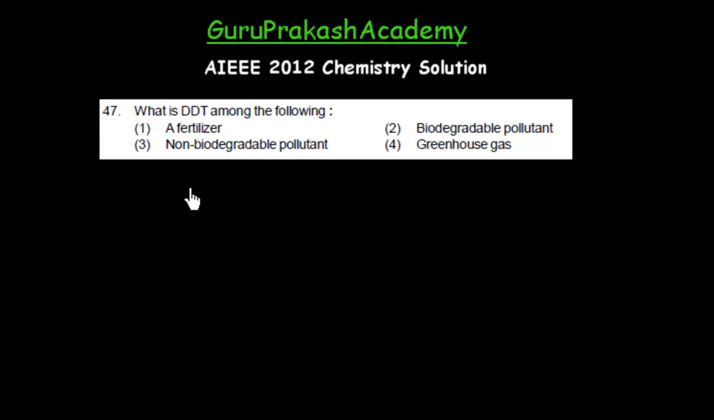Now this is a fact based question. What is DDT among the following? If you remember, DDT is nowadays banned because it is non-biodegradable. That is, it cannot be biodegraded, and that's why it is banned. So this is not a fertilizer, and not a biodegradable pollutant. If it were biodegradable, why should it be banned? This is not a gas also. So this is a non-biodegradable pollutant. So in this case the option is 3.